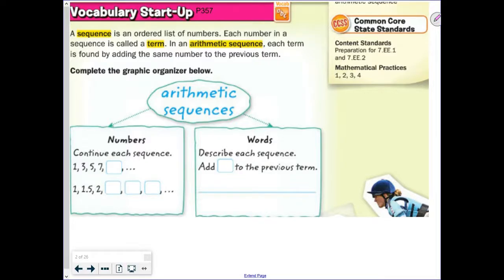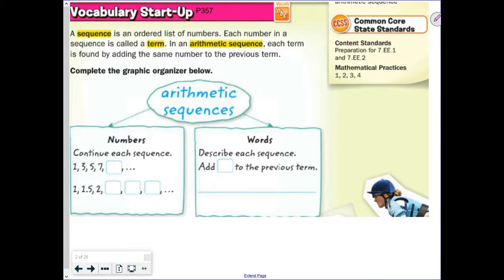Okay, this is page 357 in your textbook. Today's lesson is on sequences, specifically arithmetic sequences. A sequence is an ordered list of numbers. Each number in the sequence is called a term. In an arithmetic sequence, each term is found by adding the same number to the previous term.